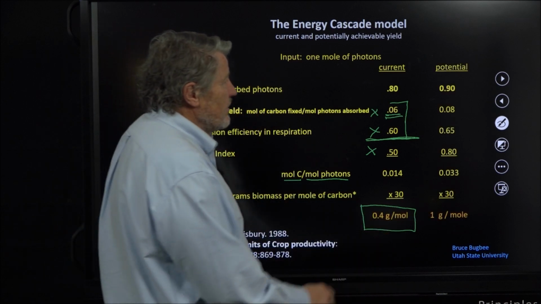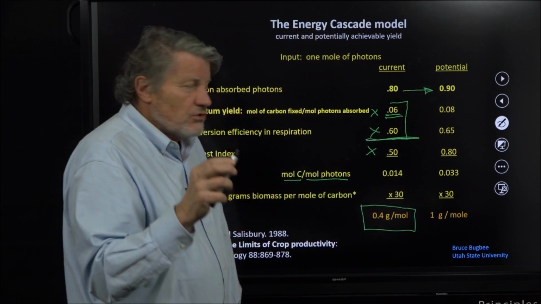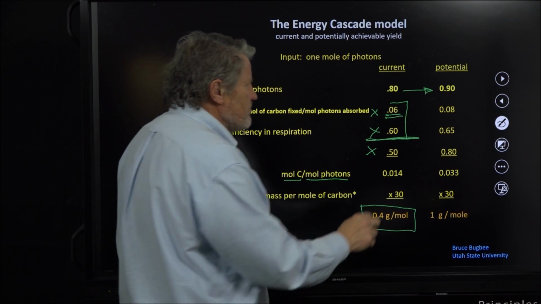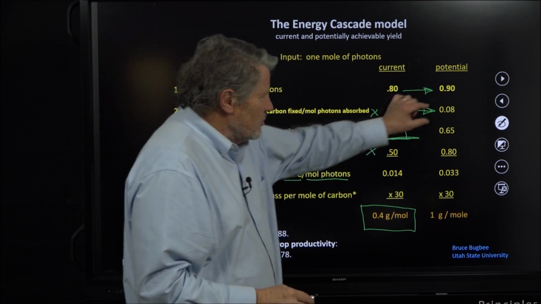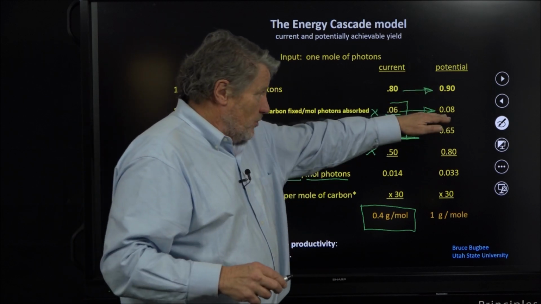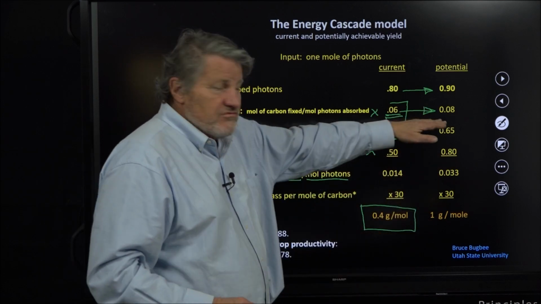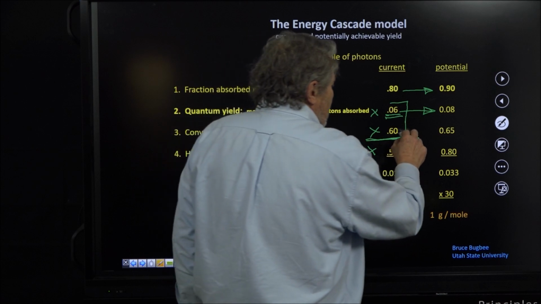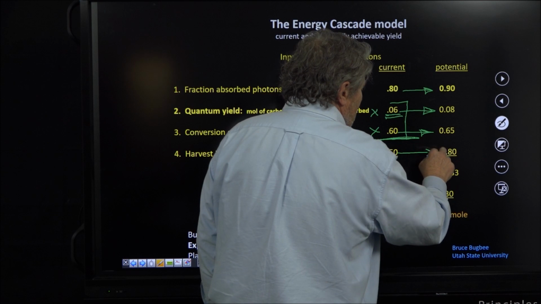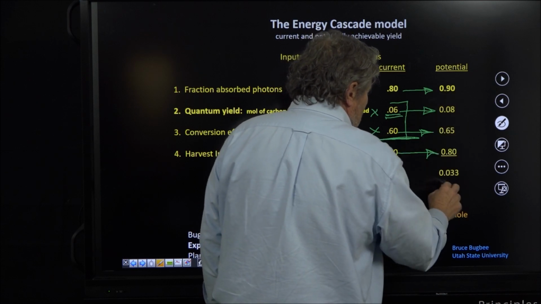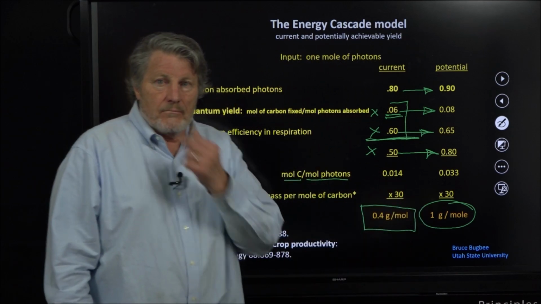Here's a set of numbers. If we improve each one of these just slightly, we get that 80% absorbed to 90%. Slight improvement. Quantum yield, we get it from 0.06 to 0.08. Low light, and it's one thing to get 0.08, but keep it there over the whole life cycle when the plants are old. Try to still have this high quantum yield. Improve carbon use efficiency to 0.65. Go to a very high harvest index crop. Multiply these together, now we're at 1 gram per mole. There's the magic 1 gram per mole.